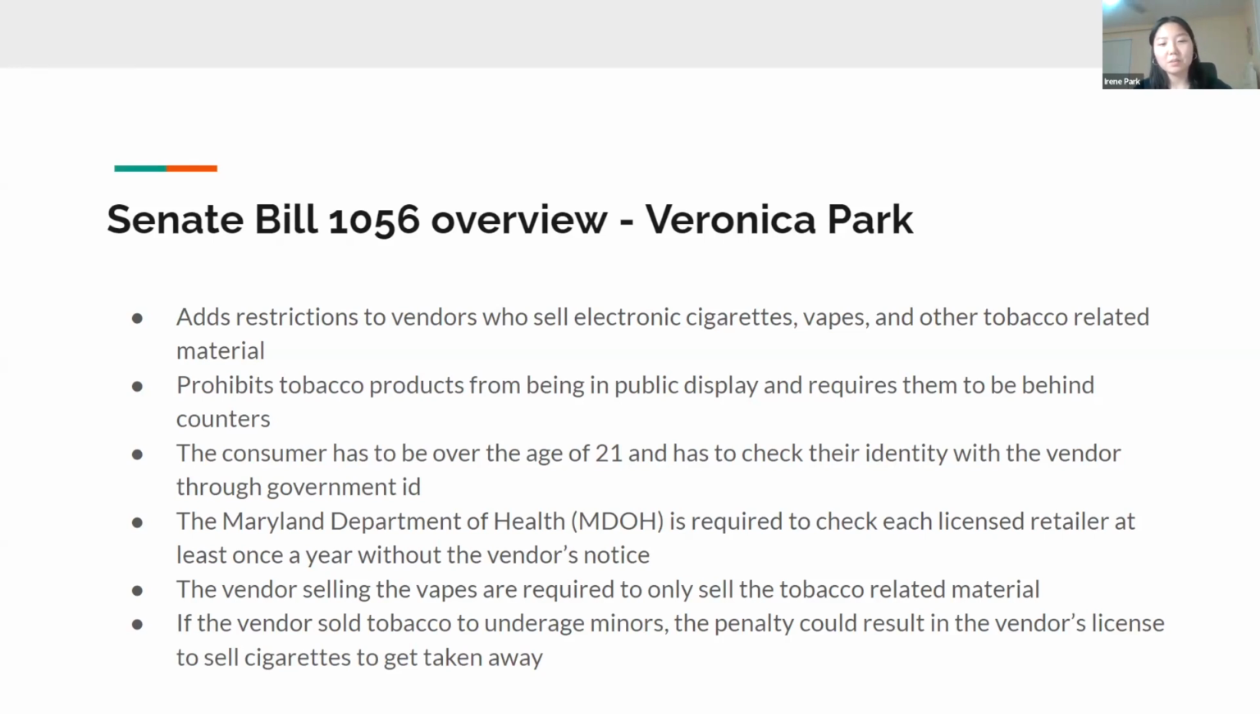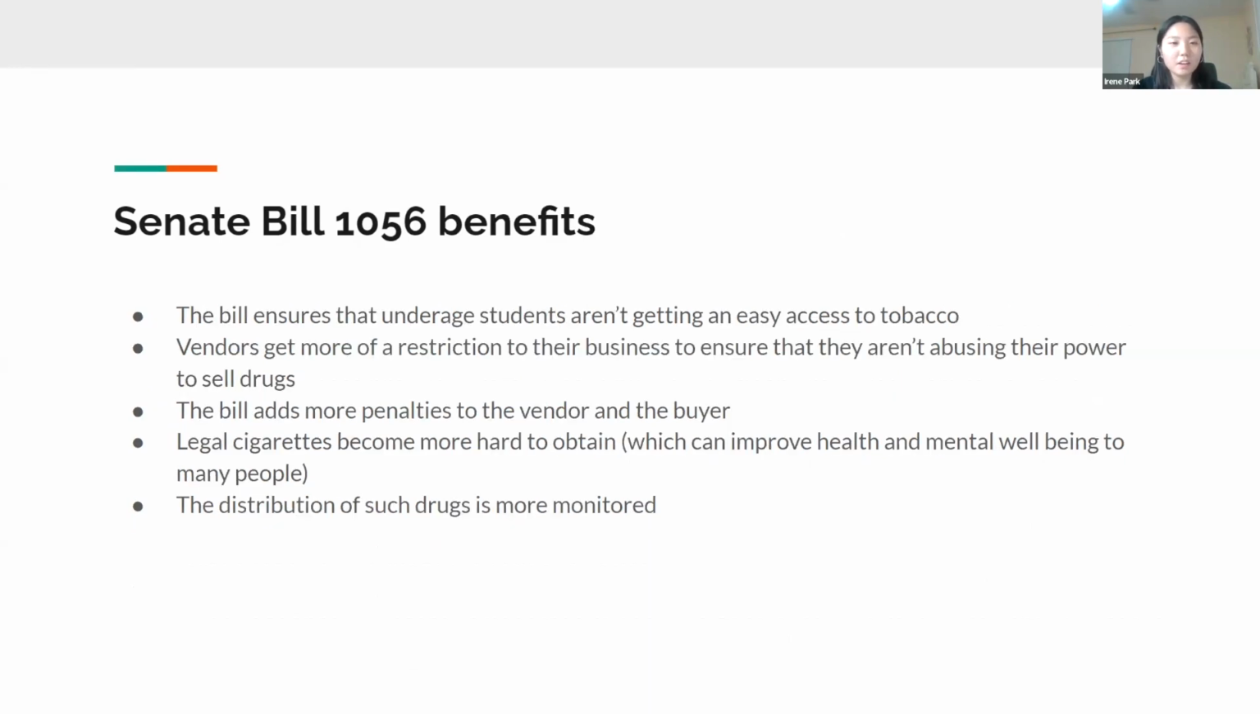Vendors selling the vapes are required to only sell the tobacco related material. And if the vendor sold tobacco to underage minors, the penalty could result in the vendor's license to sell cigarettes getting taken away. And the benefits of this bill are that it ensures that underage students aren't easily able to get access to tobacco.